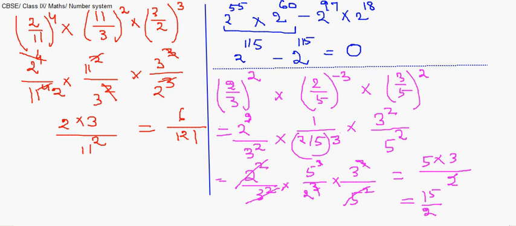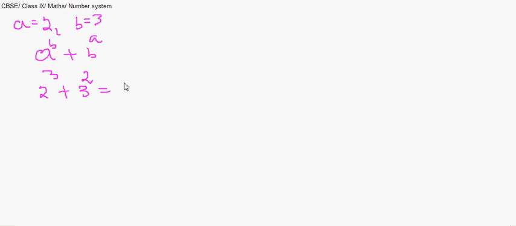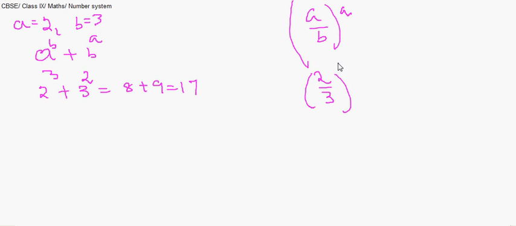We now take up a different type of question. It says a is given to be 2, b is given to be supposedly 3. We have to find a to the power b plus b to the power of a. That means it is 2 to the power of 3 plus 3 to the power of 2. So we simply simplify this. It is 8 plus 9, that will give us 17. Similarly, it's asking about (a by b) to the power a with the same values of a and b. So it is 2 by 3, and on the numerator as a power it becomes 2. So it is 2 by 3 into 2 by 3, that makes it 4 by 9.